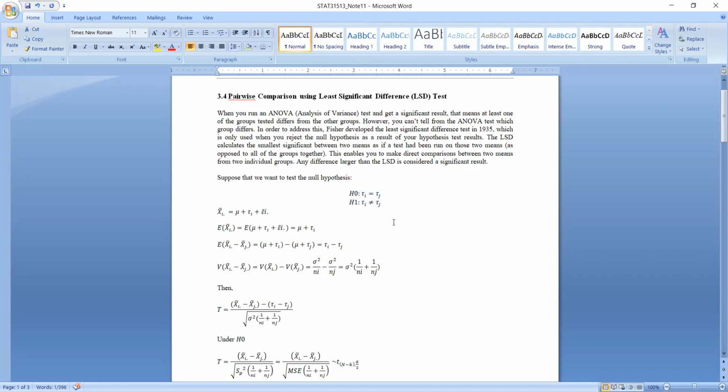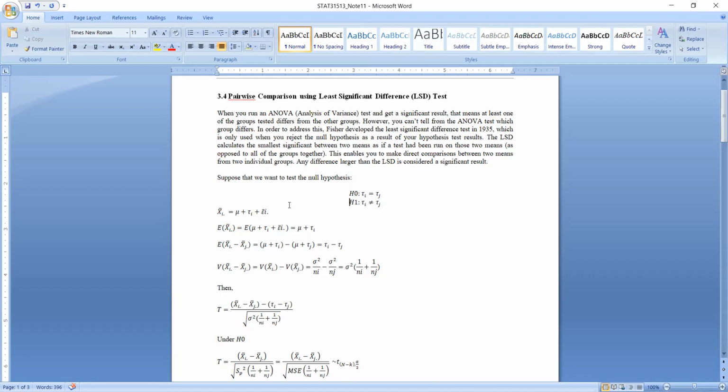Now in this method, you can take two treatments at a time and compare them. You can see whether there is any difference or not by taking two treatments at a time. Since we are using the treatment effect to write down the hypothesis, if you remember the treatment effect model, it looks like this: you have the mean, you have the treatment effect, and you have the error term.